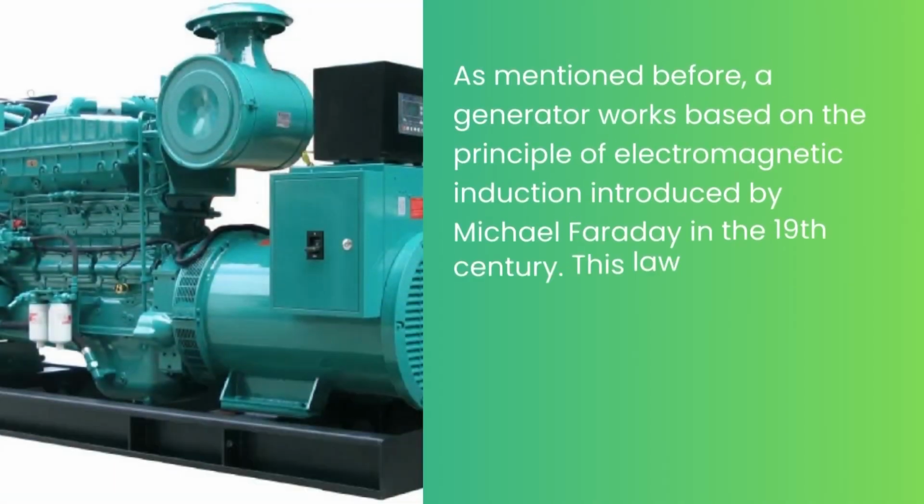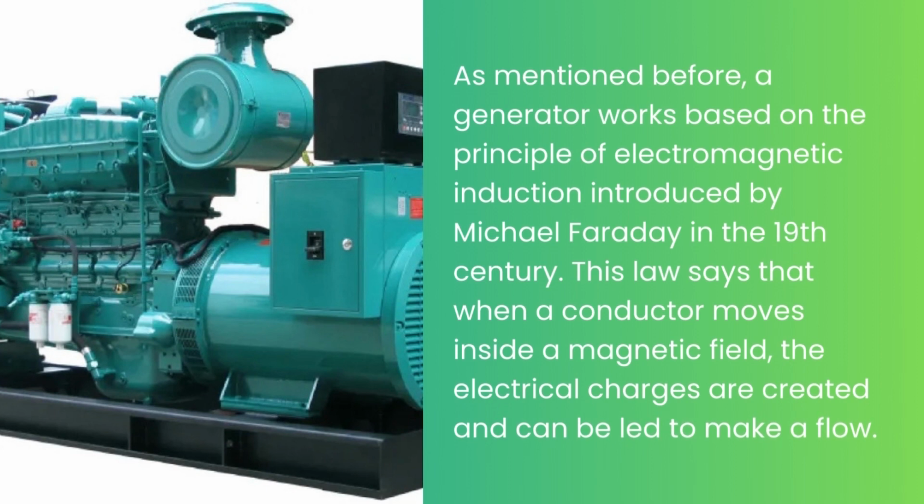Generators are the same as electrical motors, but they work in reverse. As mentioned before, a generator works based on the principle of electromagnetic induction, introduced by Michael Faraday in the 19th century. This law says that when a conductor moves inside a magnetic field, electrical charges are created and can be led to make a flow. Again, in simple words, a generator is just a couple of rotating wires near or inside a magnet or a magnetic field that causes the electrical current. The example of a water pump is the best way to understand what a generator does.